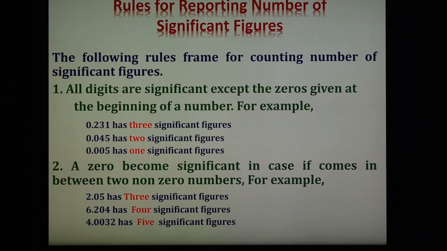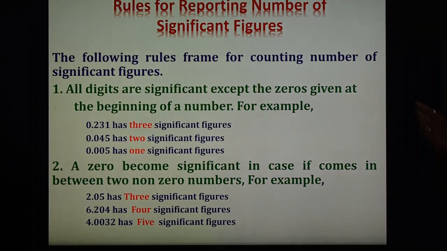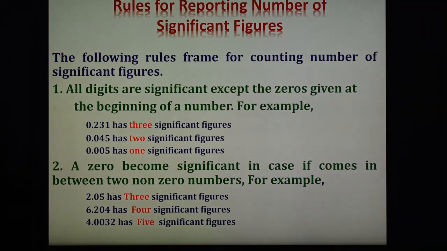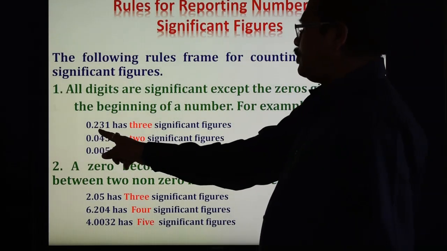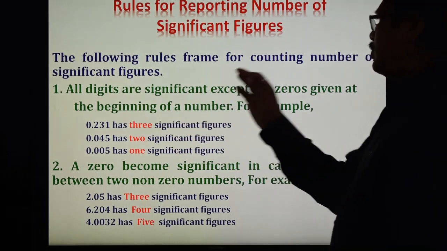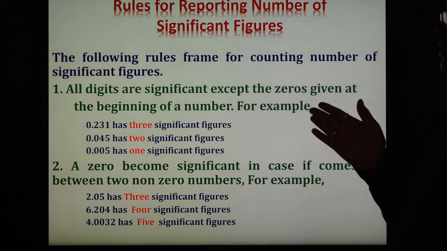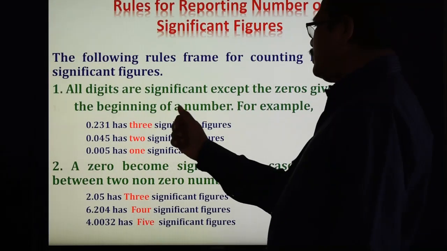Rule number 1 is that all digits are significant except 0 given at the beginning of the number. Again I am repeating, all digits are significant except the 0 given at the beginning of the number. For example, 0.231. In this number there are 3 significant figures. As per rule number 1, 0 present in the beginning of the number is not significant. Therefore, this number has 3 significant figures.